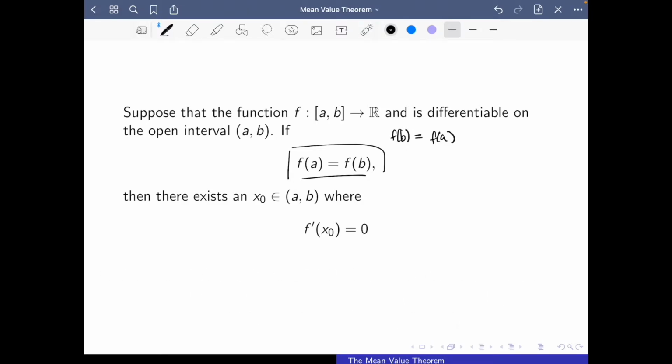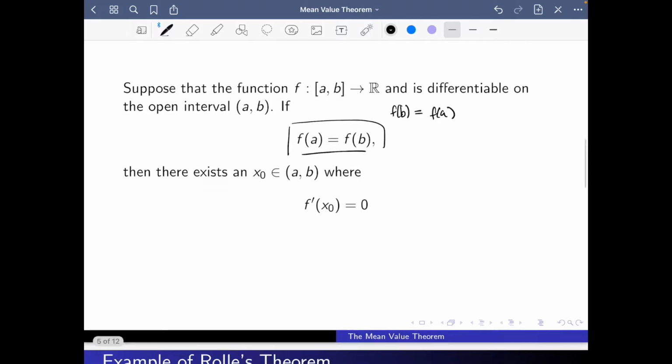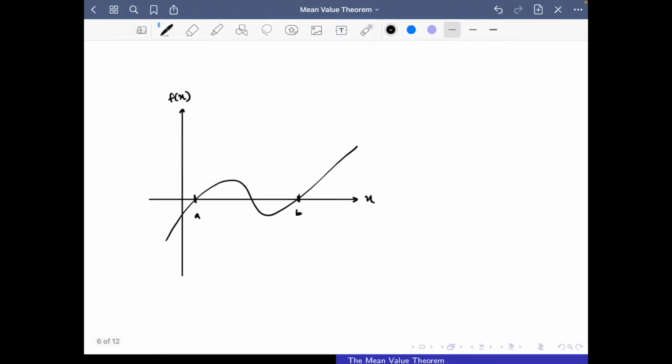Maybe I show you a graph for easier understanding. For example, in this case, if f(a) and f(b) are the same, then there will exist a point in between a and b which has a gradient of 0. For example, here and here. How do we prove this? We'll split it into two cases. One is with a maximizer or minimizer, and another one is without.